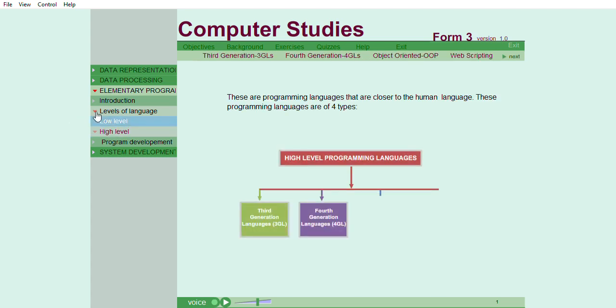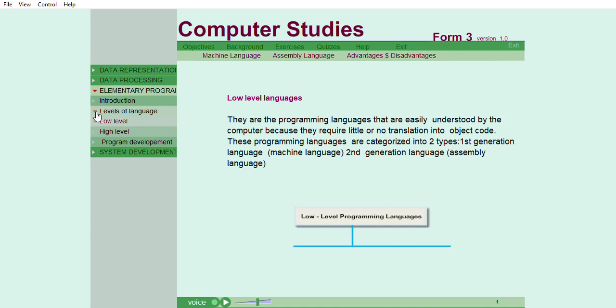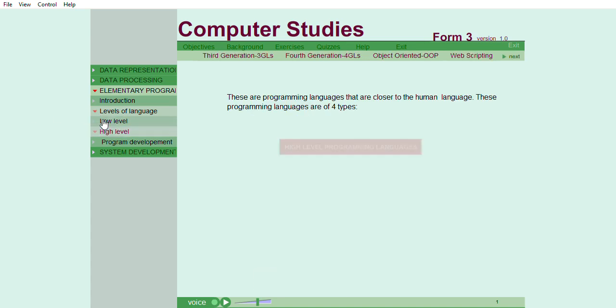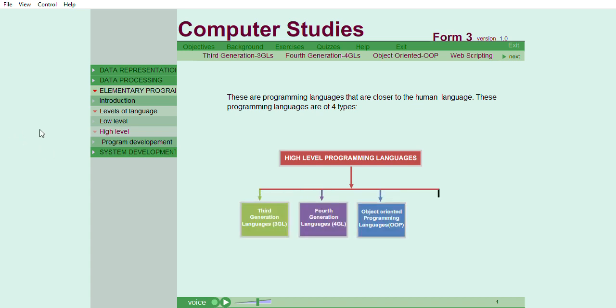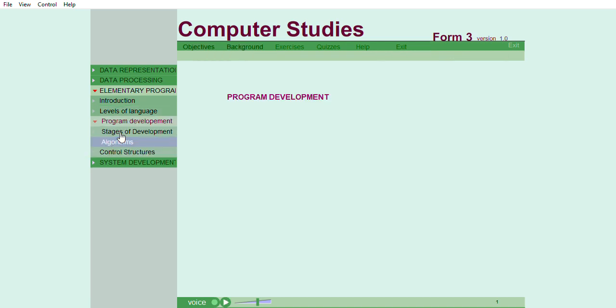High-level languages. These are programming languages that are closer to the human language. These programming languages are of four types: third-generation languages, 3GLs, fourth-generation programming languages, 4GLs, object-oriented programming languages, OOP, and web scripting programming languages.